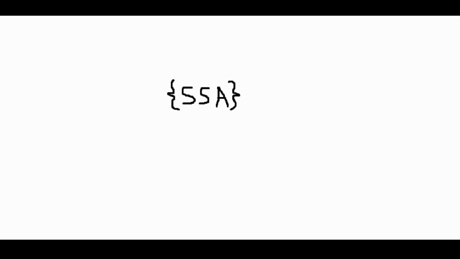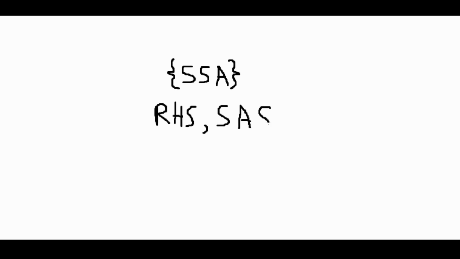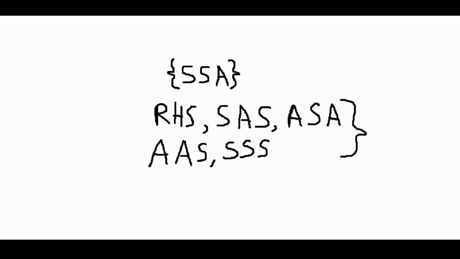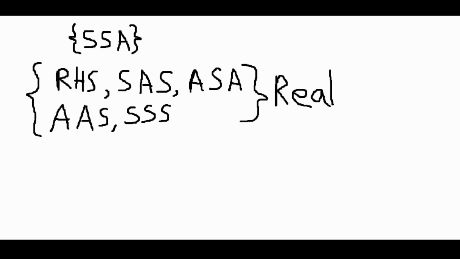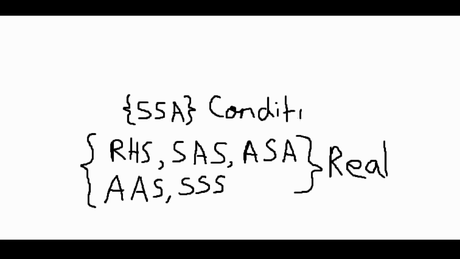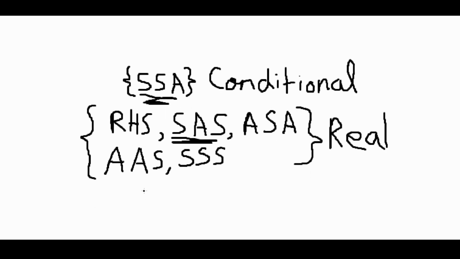SSA. We're going to be proving this. RHS, SAS, ASA, AAS, and SSS. These are the real congruency criteria, while this one is conditional. But what's the difference between SSA and SAS?